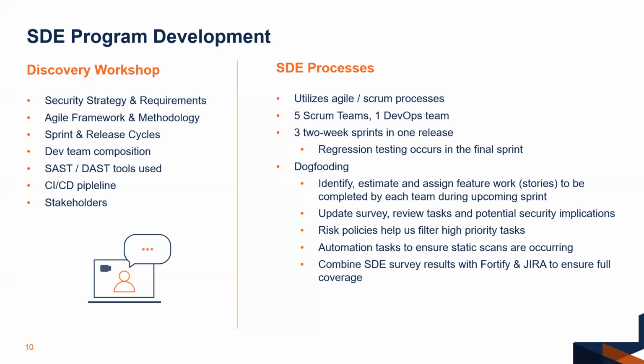We identify, estimate, and assign feature work to be completed by each team during the upcoming sprint. We map these requirements into SD Elements via our survey feature. We review the tasks and the potential security implications of implementing said features, with the help of our expert content team. Risk policies help us filter high priority tasks, automation tasks ensure static scans are occurring, and we combine SDE survey results with Fortify and Jira to ensure full coverage.